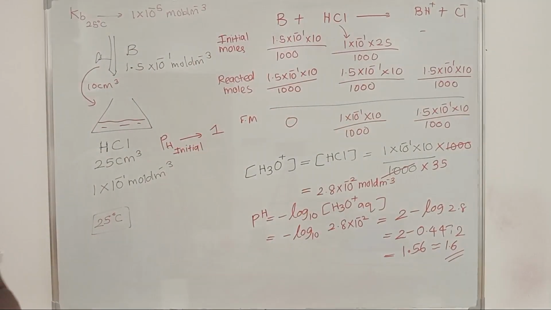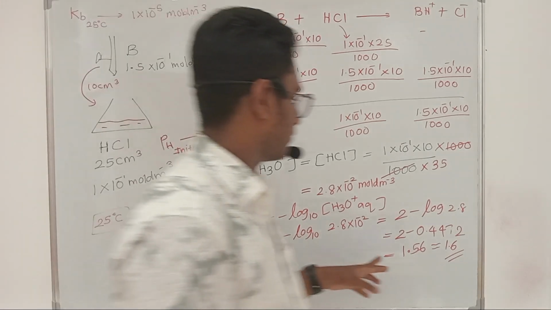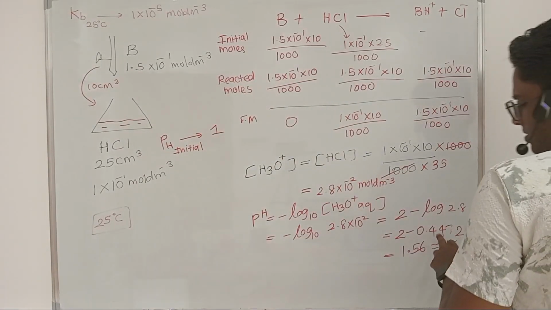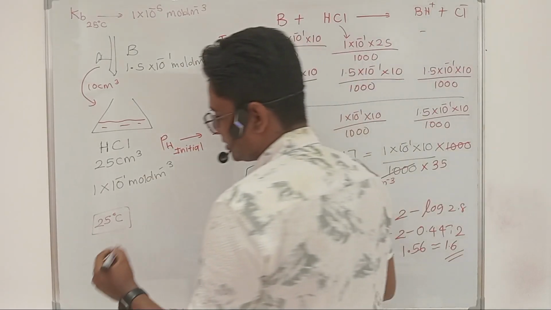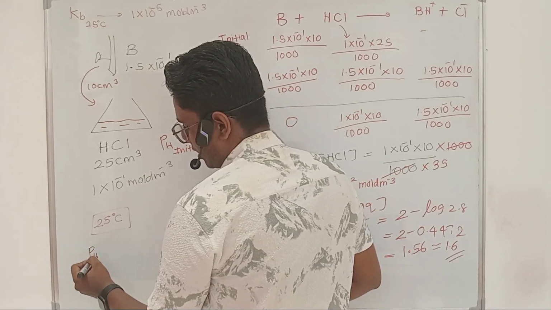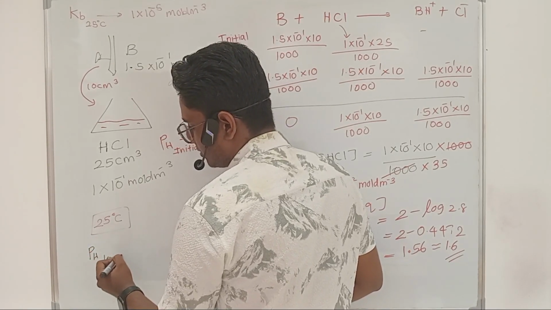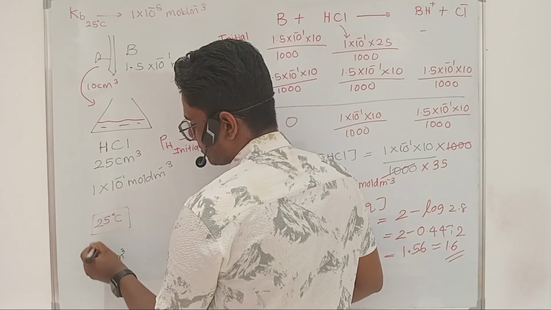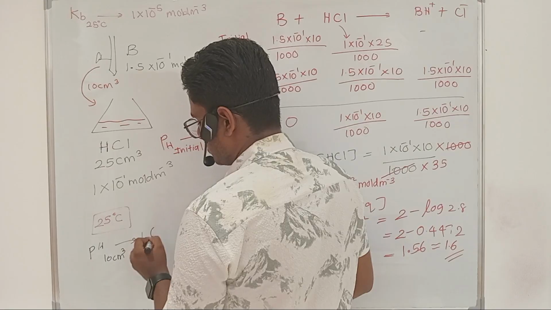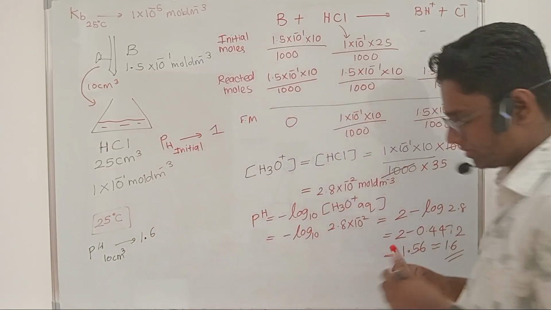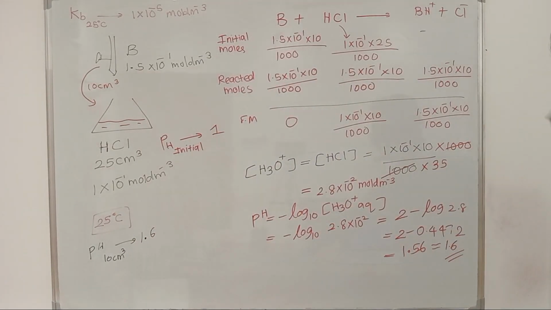Okay, 1.56, 1.6. Now the pH, I'll note that down also: pH after addition of 10 centimeter cube is 1.6. I'll take it as 1.6. The pH initially was 1. Now what is the third question they're asking?